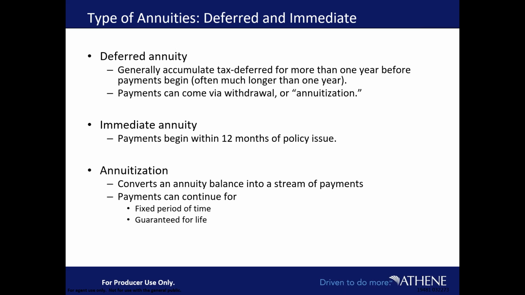Annuitization. Annuitization is when you annuitize your contract. You essentially sign the money over to the insurance company, and it's going to convert an annuity balance into a stream of payments. Now, those payments can continue for a fixed period of time or guaranteed for life. But again, when you annuitize, you take a settlement option, and then you have that settlement option going forward.